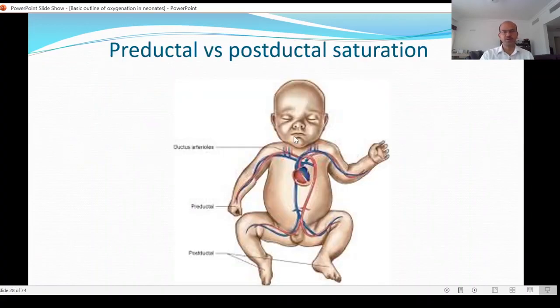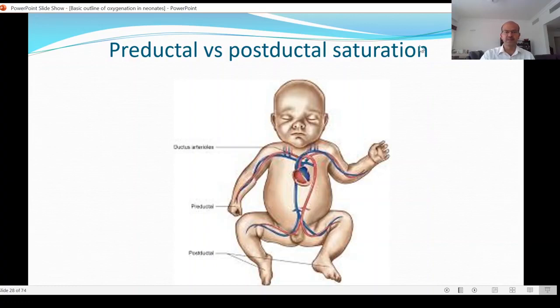When we talk of newborns, we also have to consider the pre and post-ductal saturation, and obviously all of you are familiar with the critical congenital heart disease screening, where we use a pre-ductal measurement and a post-ductal measurement, usually in the right upper limb for the pre-ductal and one of the lower limbs for the post-ductal. And this is just to make sure that we are not missing differences there.